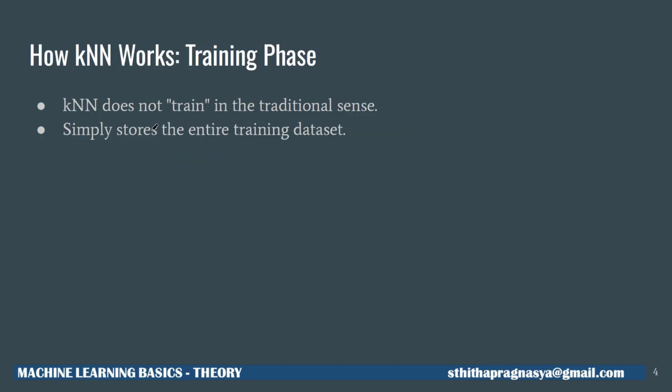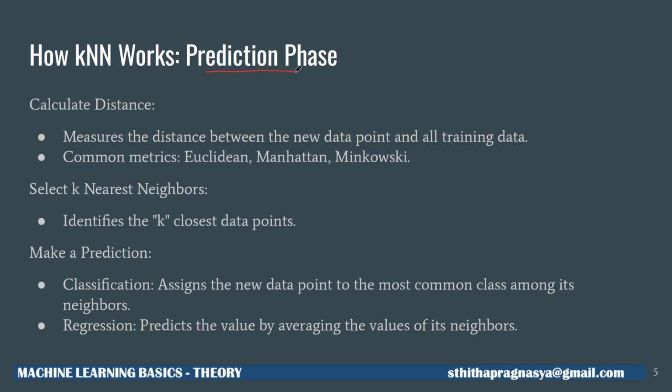But how does the kNN work? Well, it has two steps. First one is the training phase. In the training phase, the kNN algorithm doesn't explicitly train in the traditional sense like other machine learning algorithms. Instead, it simply stores the entire training data set. That's what it does in the training phase. It doesn't train anything. And then in the prediction phase, when a new data point is presented for classification or regression, the algorithm does a few things. The first thing is it calculates the distance.